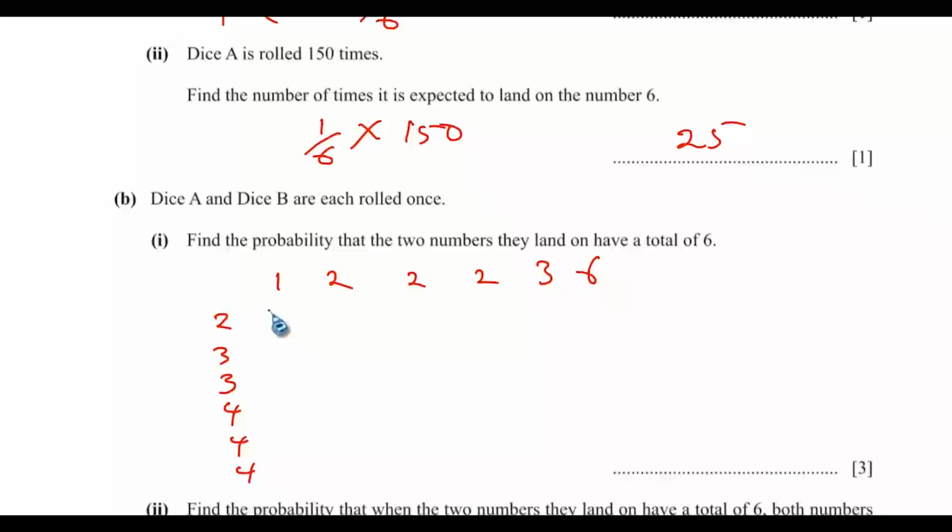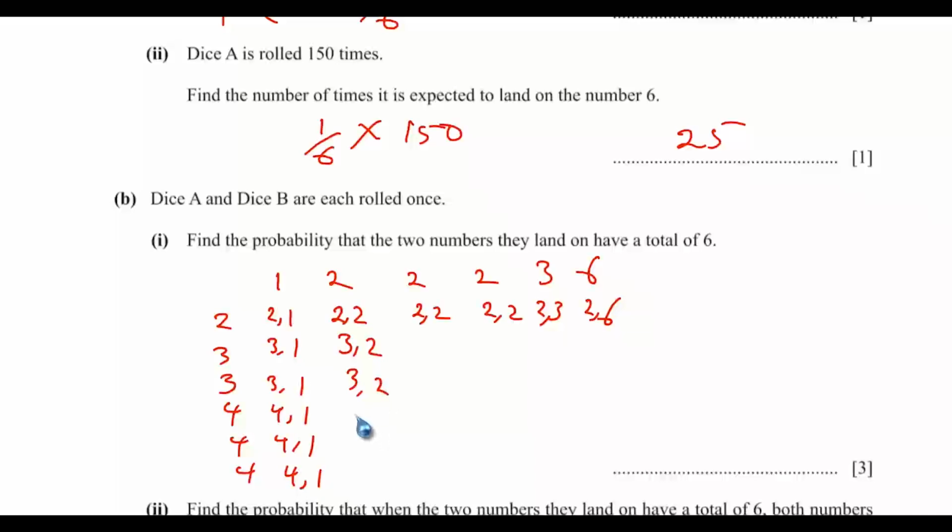So here we're going to have 2, 1, 2, 2, 2, 2, 2, 2, 3, and 2, 6. So I can have 3, 1, 3, 1, 4, 1, then 4, 1, and 4, 1. Here we're going to have 3, 2, 3, 2, 4, 2, 4, 2, 4, 2. So let's fill up this.